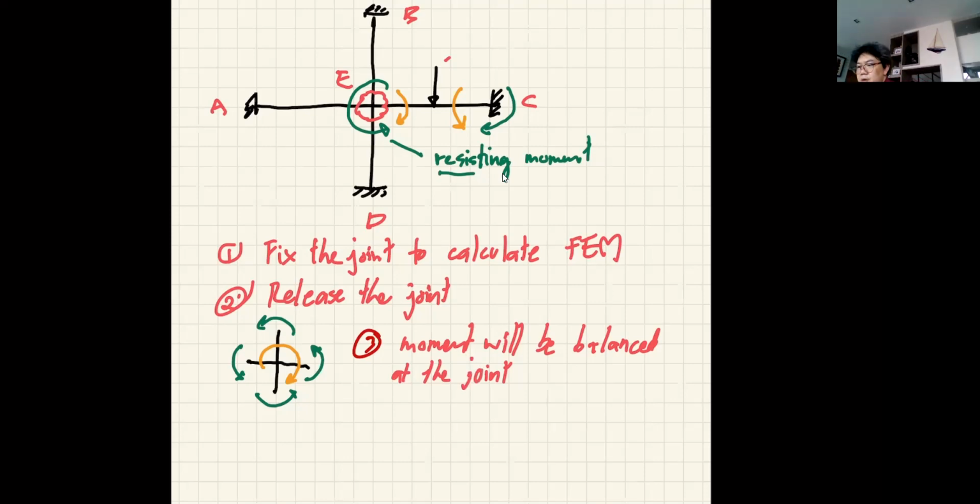Let's give it some names. This comes from member EC, so I'm just going to call it MEC. And that is MEB. This is MEA, and this is MED.